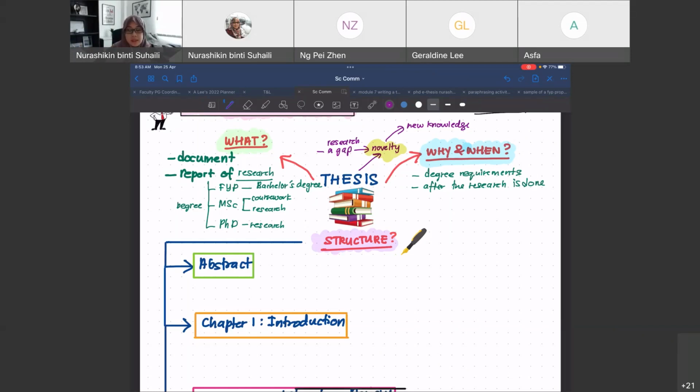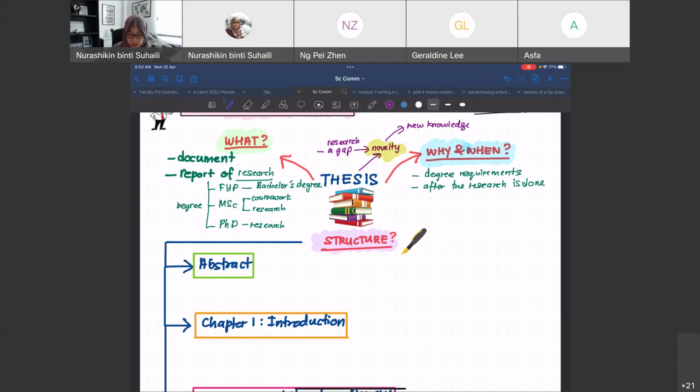So it means that for every level, FYP, of course, there will be new knowledge, but it will differ in terms of the amount or the significance of the knowledge. So that's the difference between the different levels of the degree just now.